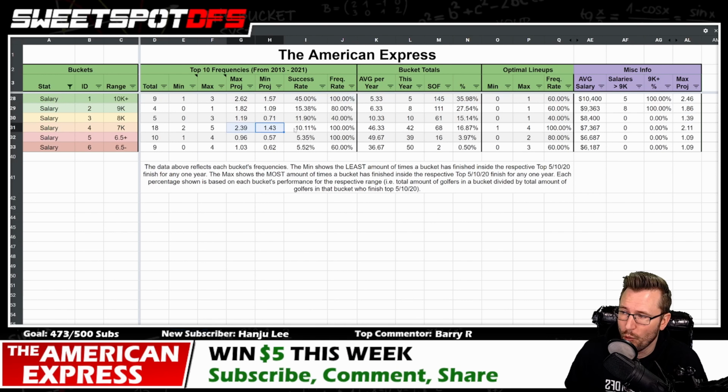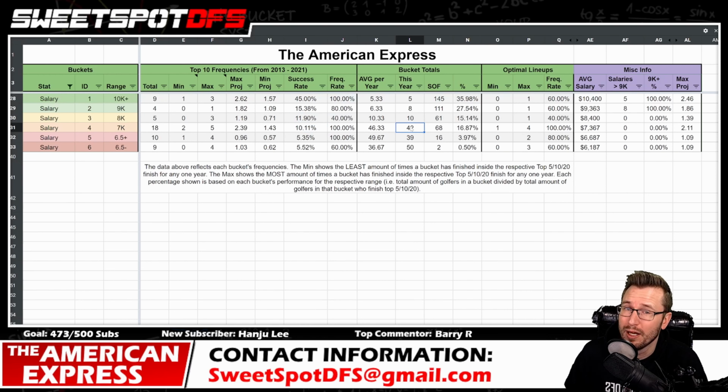7K range, 1 to 3. Max projection holds up. 100% frequency rate. Decent success rate, especially when you compare it to the 8K range. Like the 7K range, pretty decent. And there are 42 golfers in that bucket this week. That's going to help. That's a volume-driven bucket versus 10 in the 8K range.